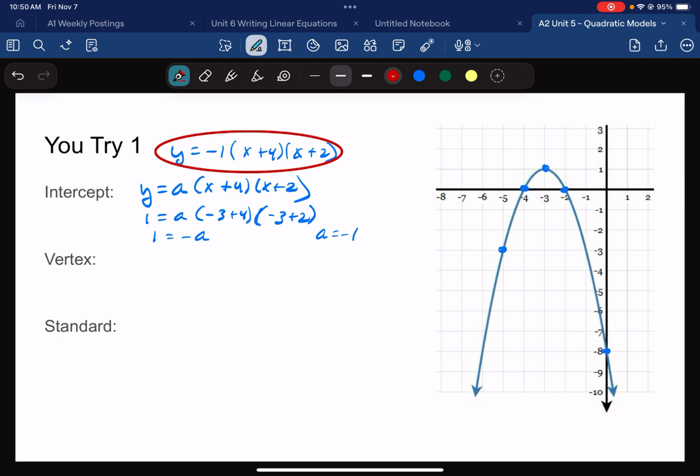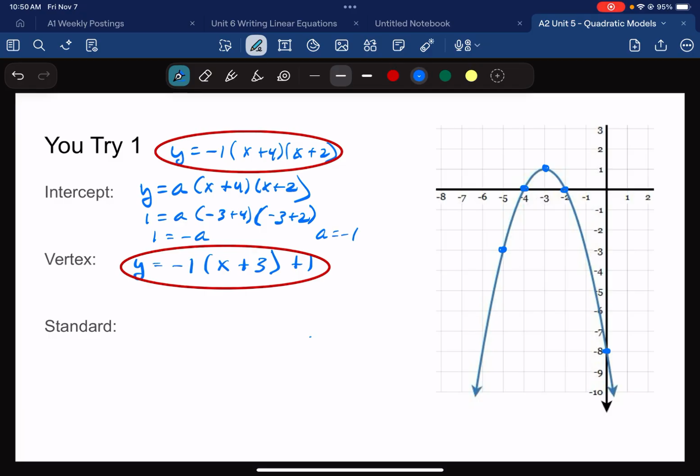Now let's do vertex form. That should be easy because we know the vertex already. y equals a, which is negative 1, times (x minus negative 3) squared, plus 1. And there's our vertex form.